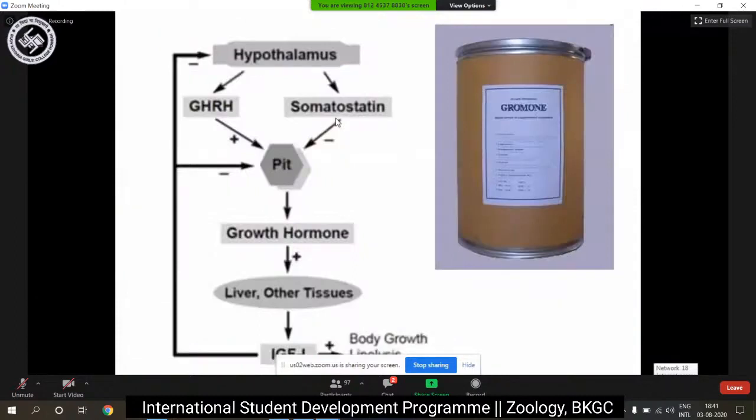Coming to growth, we all know that growth hormone is very important. Gromone is one of the synthetic hormones often used for stimulation of growth here. From the hypothalamus, we know that GHRH is released, which positively regulates the pituitary to secrete growth hormone, which in turn regulates the liver or other tissues to release different types of growth factors, the IGFs, which are associated with body growth, uptake of feed and utilization of feed substances. On the other hand, somatostatin is negatively regulating the process. Exogenous growth hormones can stimulate growth by manipulating all these downward pathways.